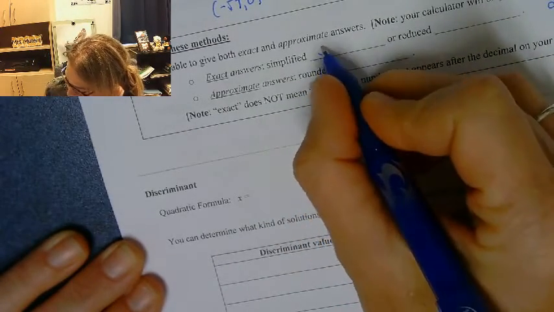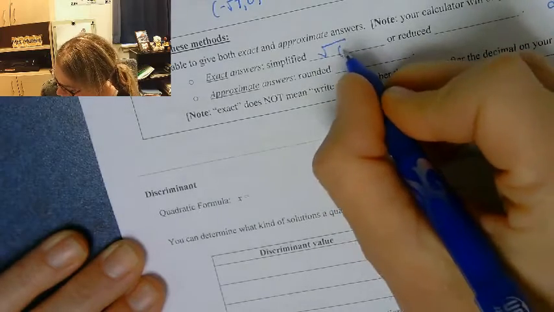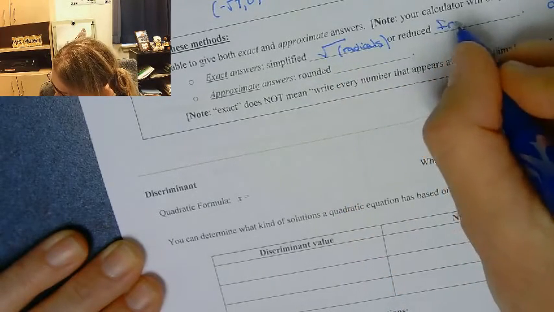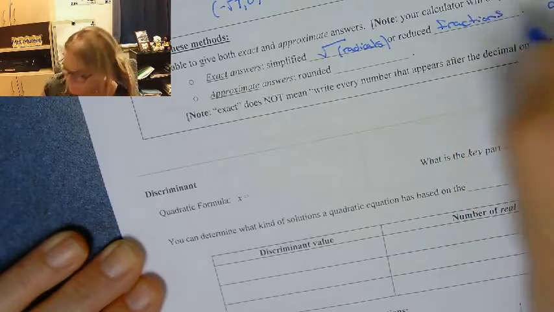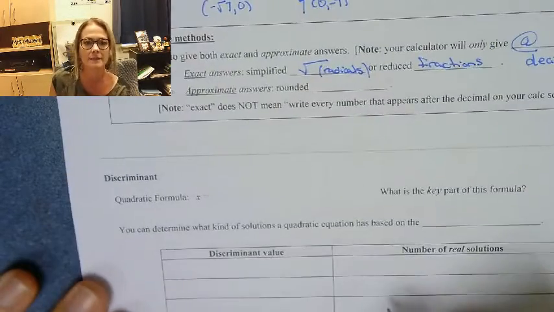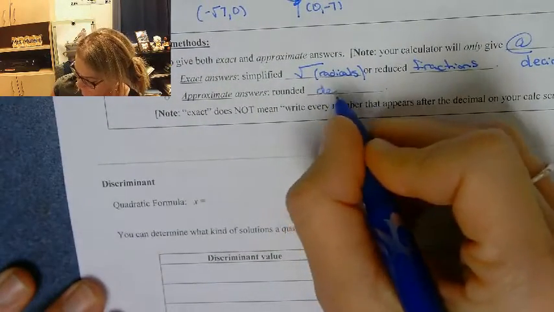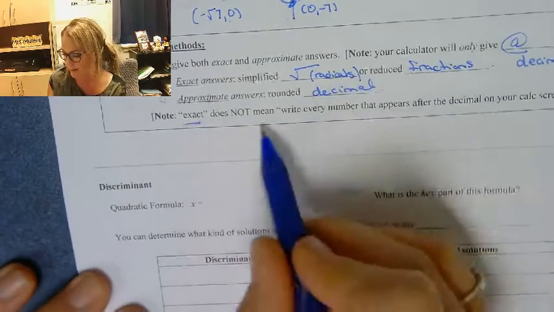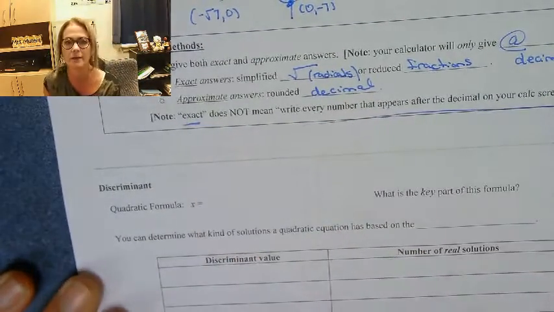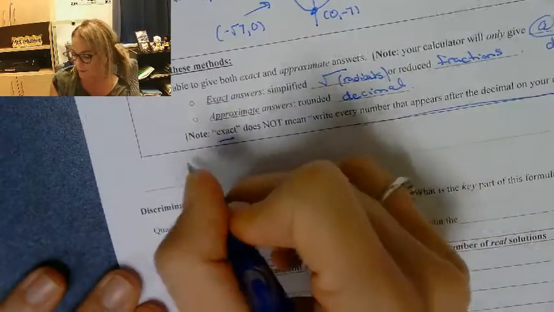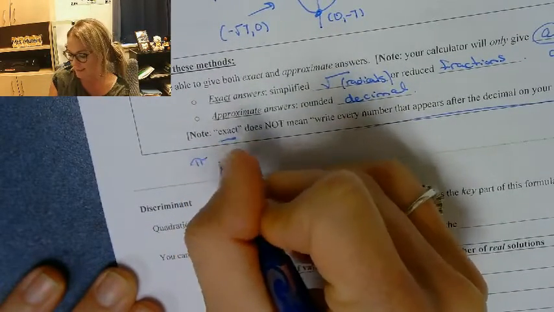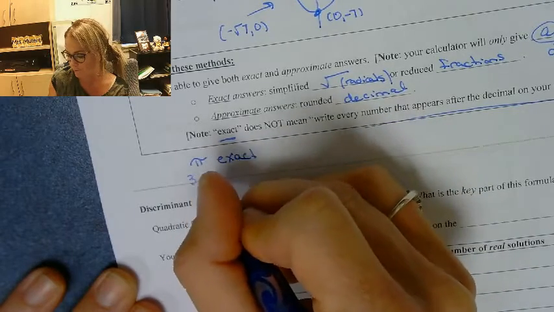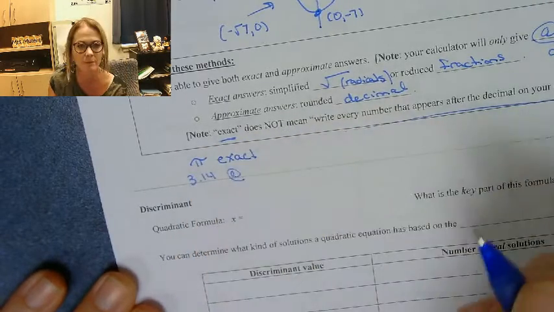Exact answers are your simplified radicals or reduced fractions. And approximate answers are your rounded decimals. All right, exact does not mean write every number that appears after the decimal on your calculator screen. Just for example, pi is exact because it hasn't been rounded. And 3.14 is approximate because it has been rounded.